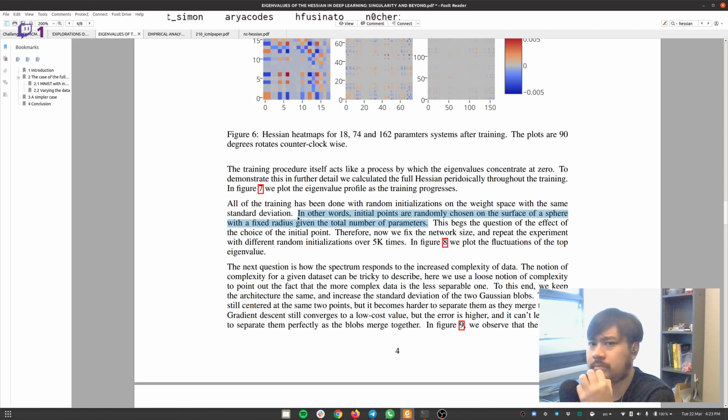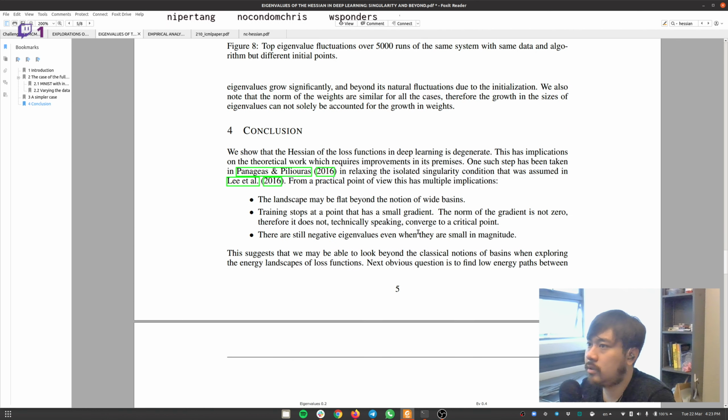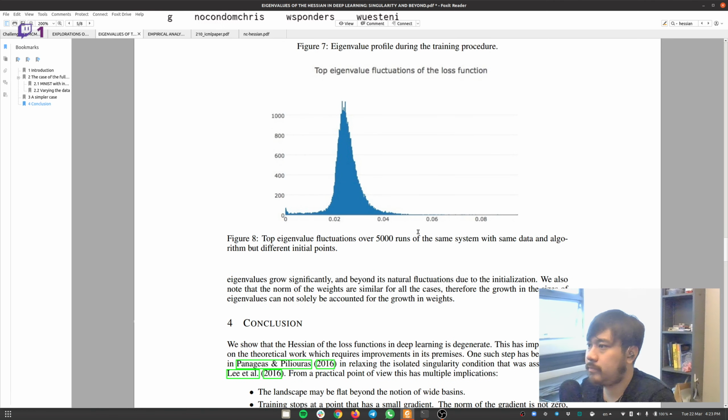I wonder, is this important? This begs the question of the effect of the choice. Therefore, now we fix the network size and repeat the experiment with different random initializations over 5k times. We plot the fluctuations of the top eigenvalue.